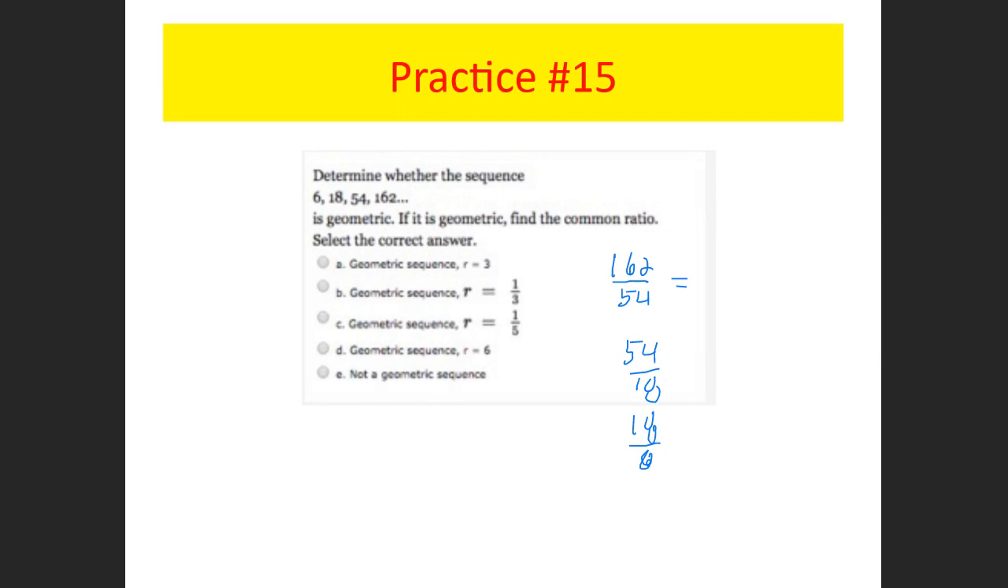So I'll get my trusty calculator out here. So 162 divided by 54 is 3. 54 divided by 18, that's 3. 18 divided by 6, that's 3. So they all have the same ratio. So this is a geometric sequence, and the r value is 3. Okay.